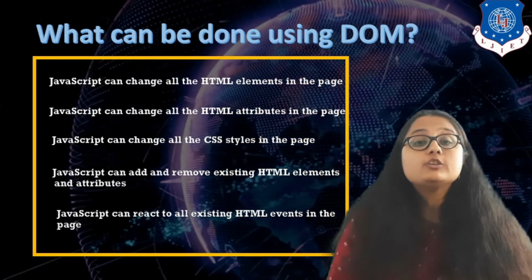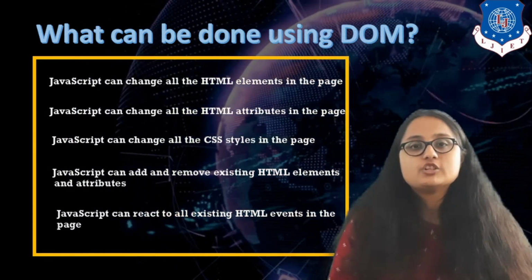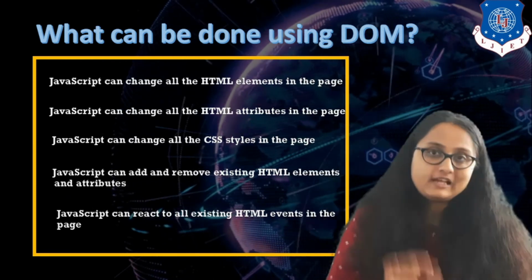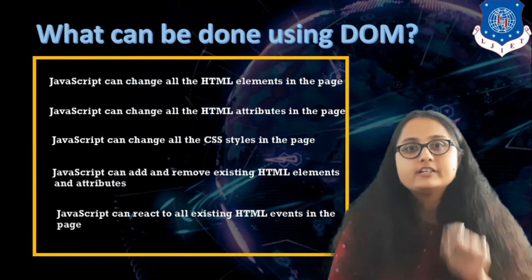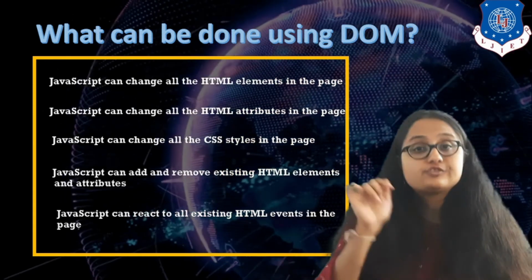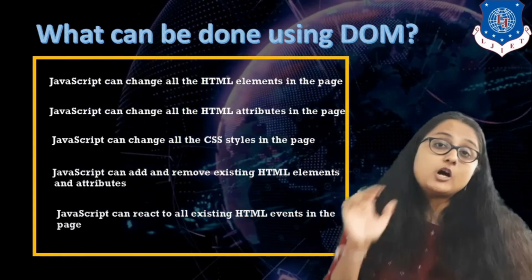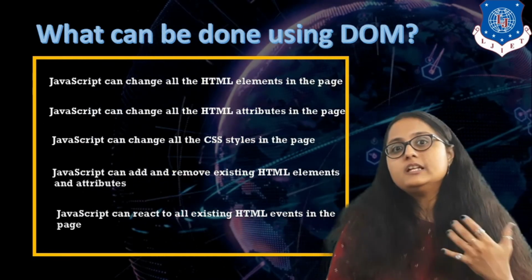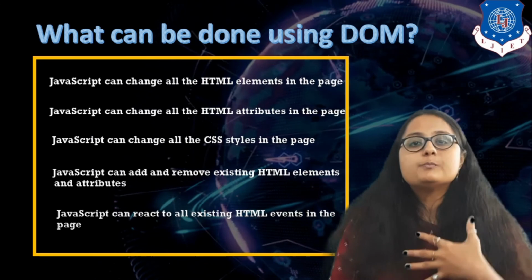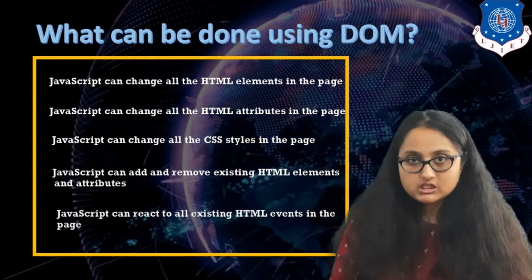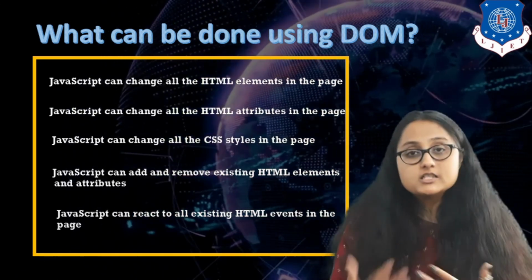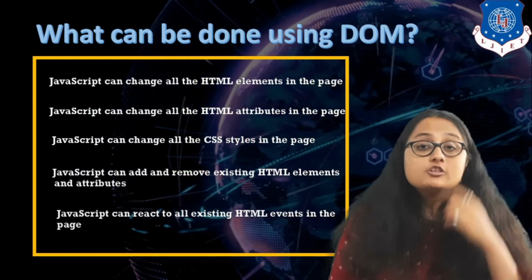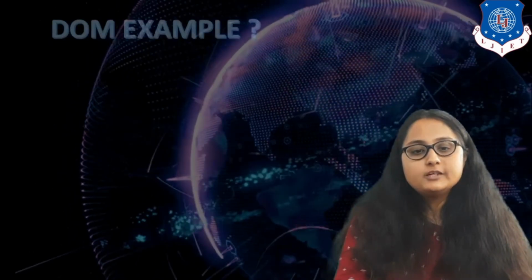The next thing is you can react to all the existing HTML events. So I already told you there are a number of events which you can react to. For example, mouse click, and in mouse click you have left click, you have right click, you have double click, you have key strokes, you also have mouse hover, right? So these all are the external events to which you can perform some task, right? So how can you handle these events? You can handle these events using document object modeling. So these all are the things you can do using DOM.